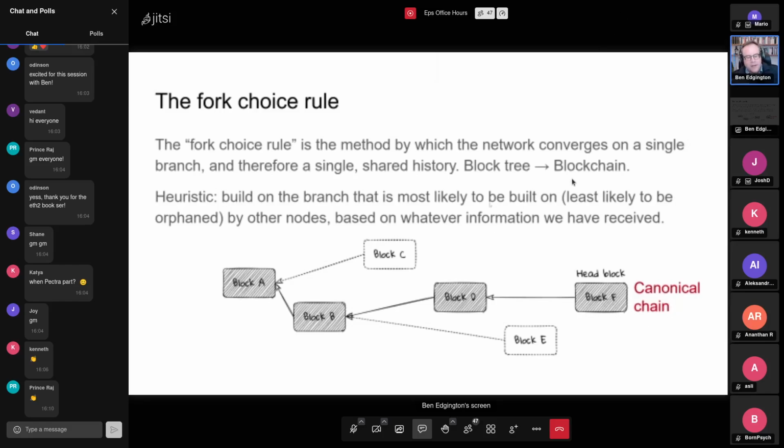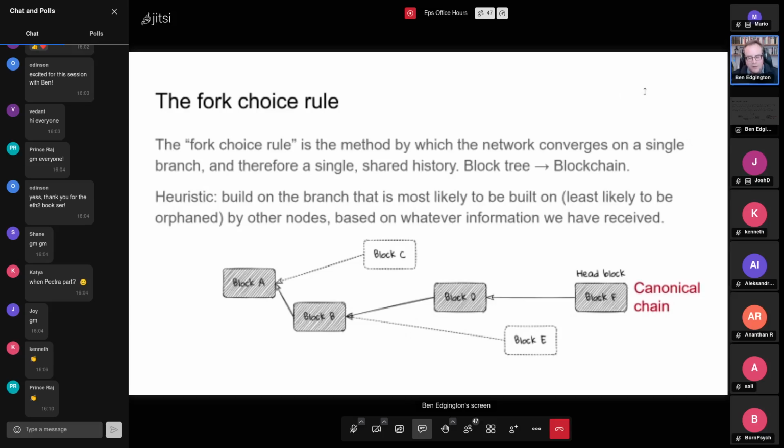And how do we do this? Well, there's a kind of heuristic. The goal is, based on the information that we have about the network, which we receive through blocks, which we receive through peer-to-peer information, which perhaps we receive via carrier pigeons, whatever it is, based on all the information we can gather about the network, we try to build a block on the head of the chain that is least likely to be orphaned by other nodes. So we build a block on the head of the chain that we believe other nodes in the network also think is the head of the chain. And if we all agree, then we've converged.